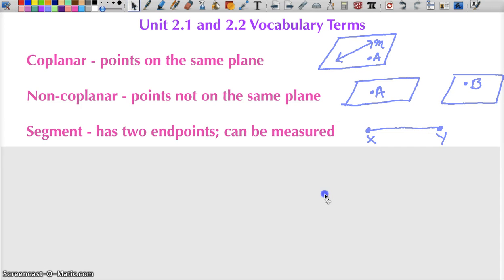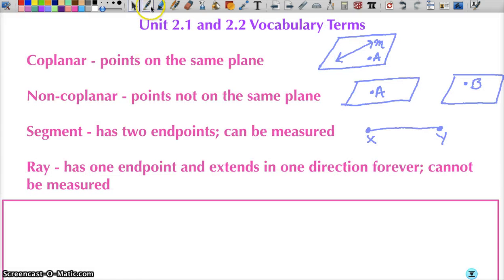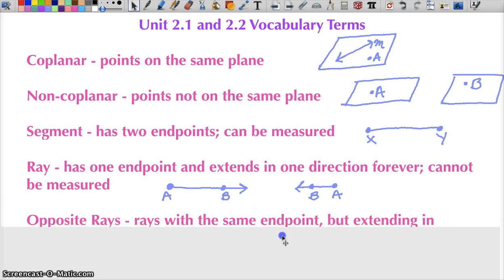So there's a segment. We have a ray. So a ray has 1 endpoint and then it extends in one direction forever. And so again, this one, just like the line, this can't be measured because of that definition. So we would have an endpoint and then it extends forever. So A, and then we'll throw another point on here just to show that it does, because you need 2 points in order to make up a line. So we have that arrow. Or we could have A here and then going out in this direction, those would be 2 different rays pointing in two different directions. So that's how you could use rays.